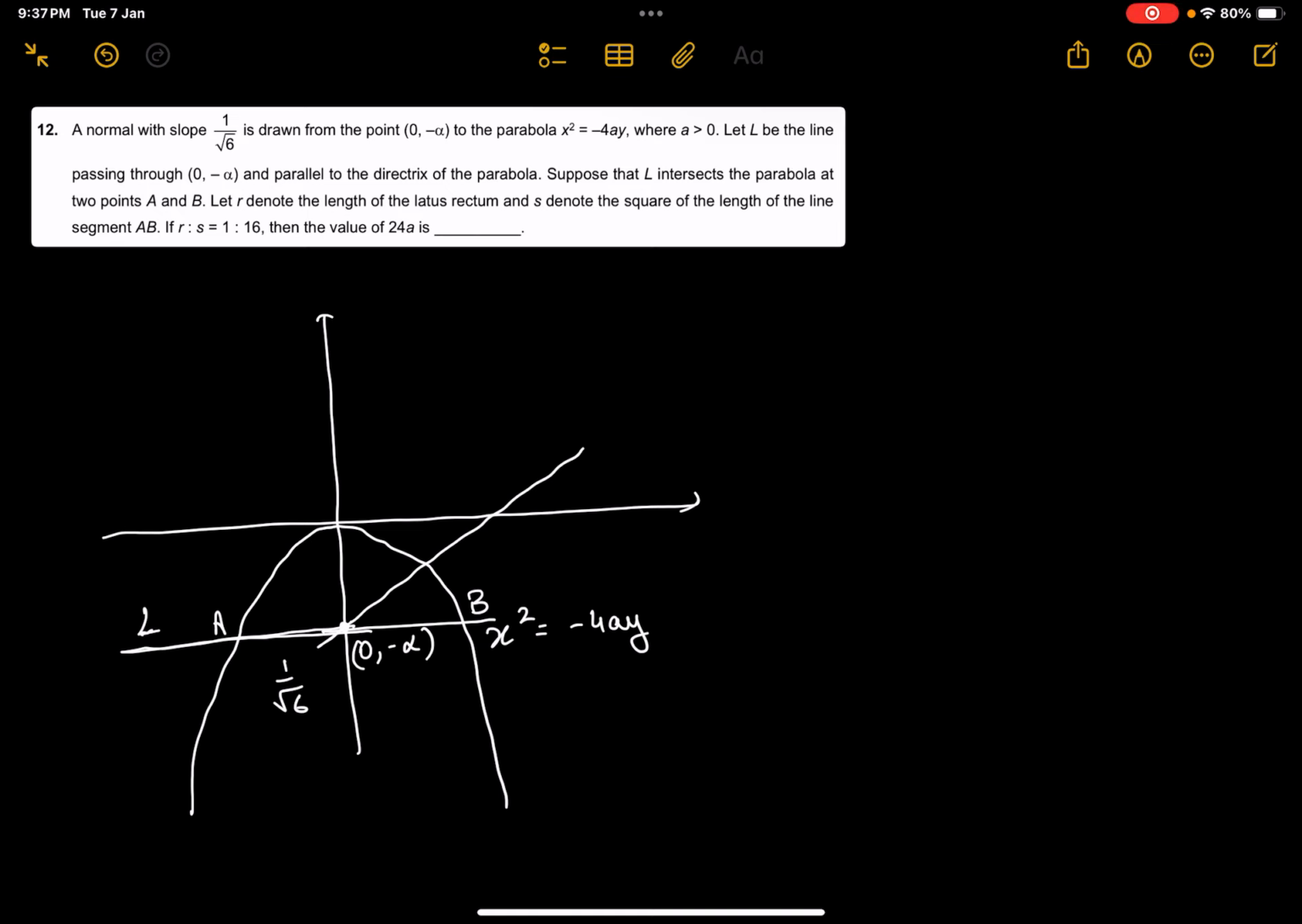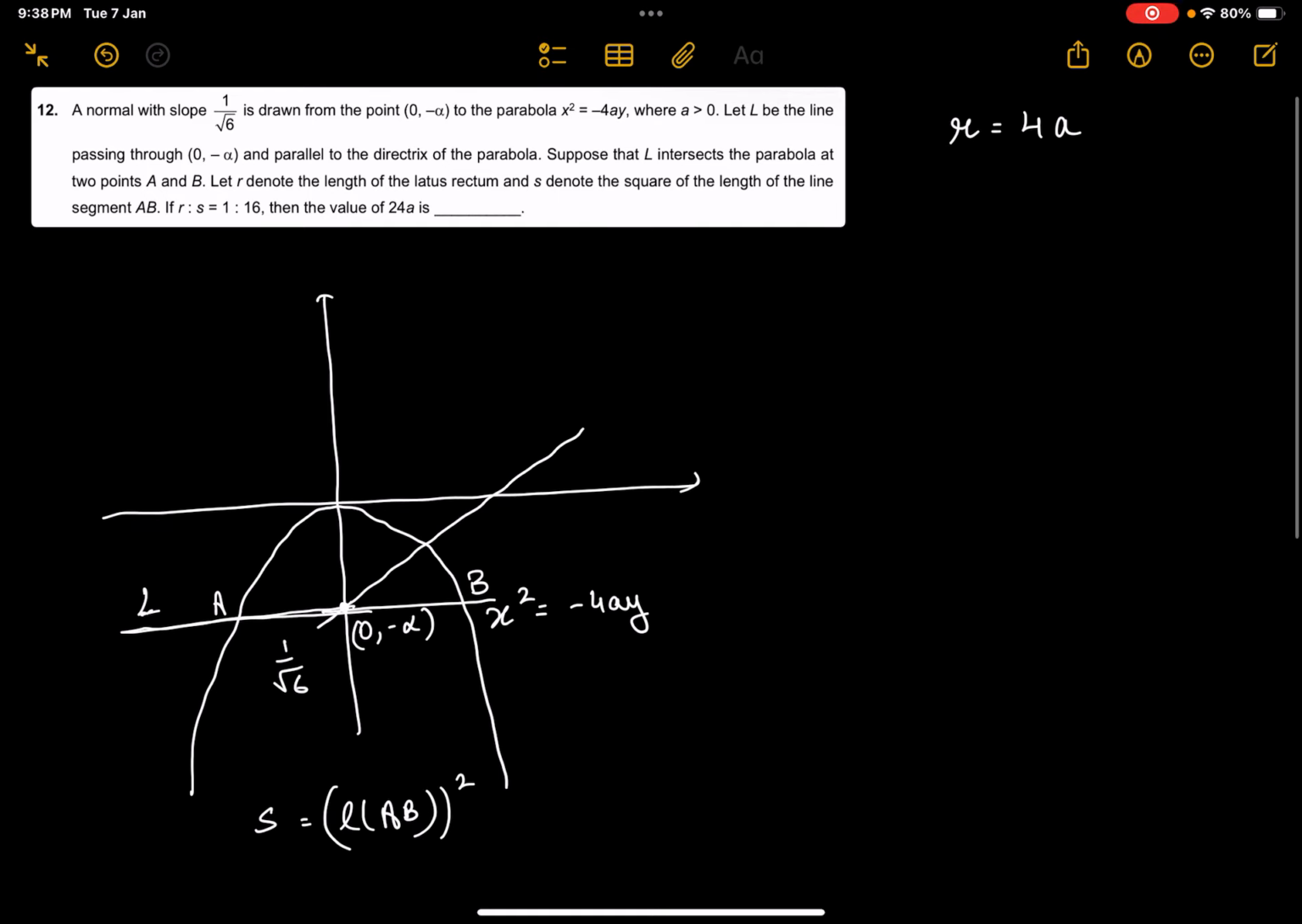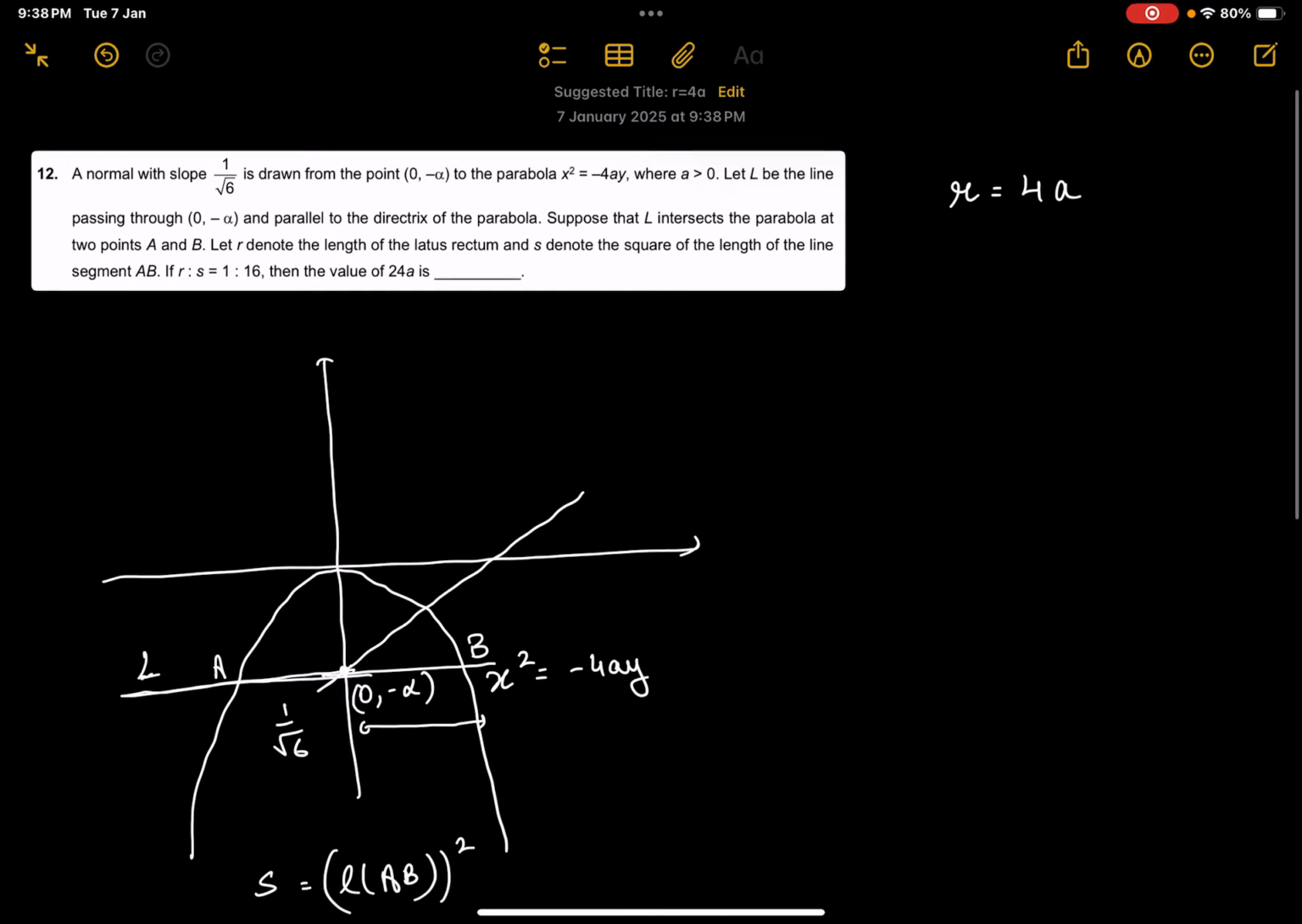Then we have to find the length of latus rectum of this parabola. So for this parabola, the length of latus rectum is 4a. This is a standard formula. So we are given that R is the latus rectum, this is 4a, and S is the length AB squared, which is simply twice this distance. So let's start.